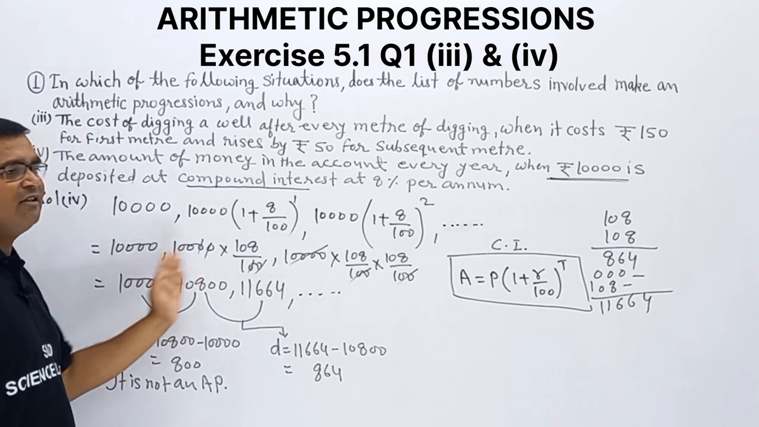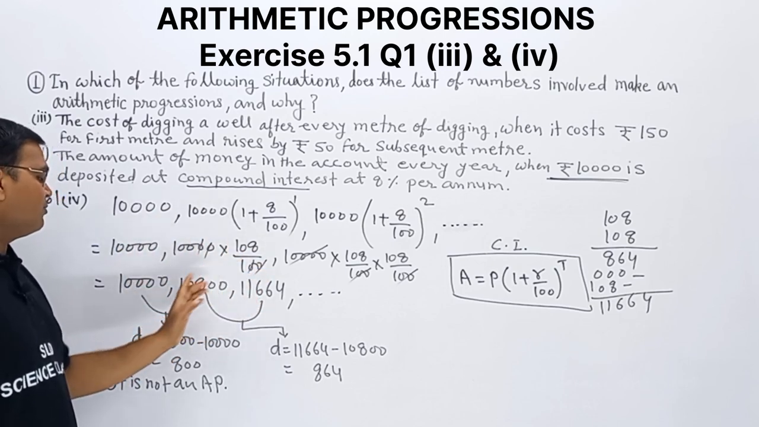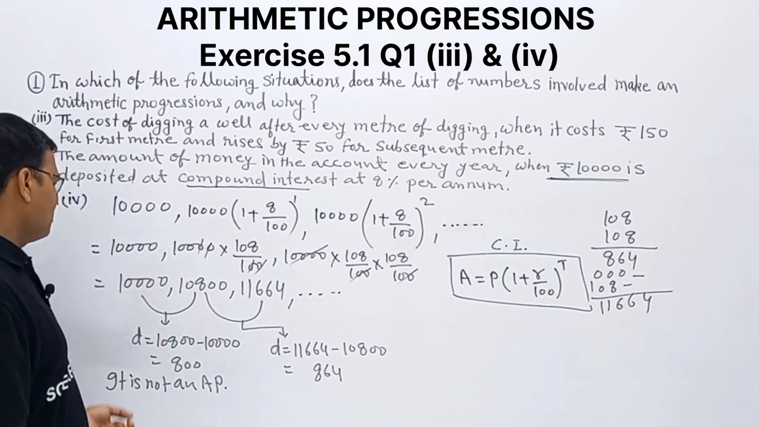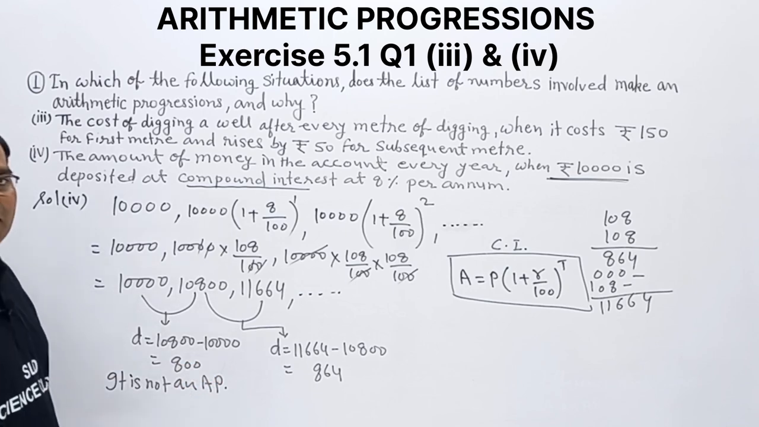How will we check? We will find the common difference: second term minus first term, third term minus second term. We are getting unequal common differences, so the common difference is not the same. So we can say the given sequence is not an AP.